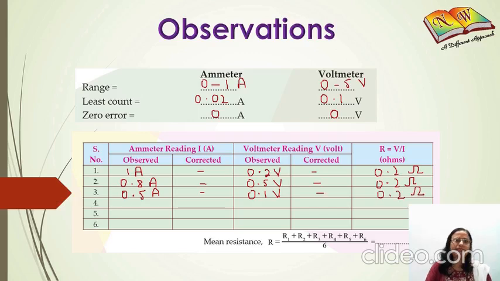So I took 3 sets of readings while performing the experiment. You can go with more readings, up to 6. And when we calculate the mean resistance using these readings, you will find that the mean resistance in this case would be 0.2 ohms.